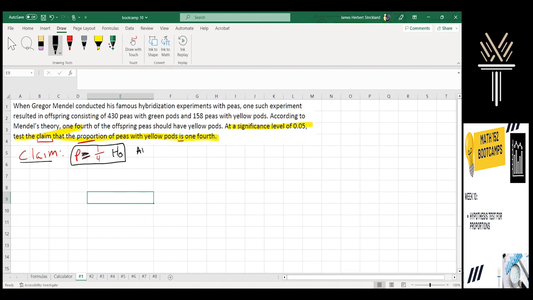So what's the alternative statement? If the claim is the null hypothesis, then what's the alternative of equal to? Well, simply not equal to. And that must be our H1 or HA.